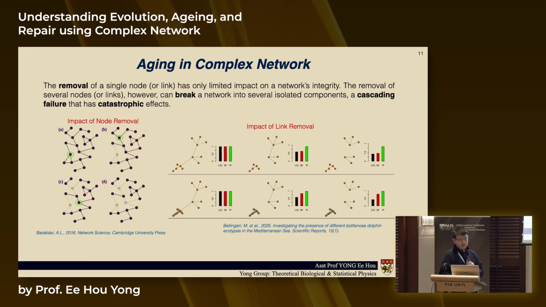Okay, so in terms of the application to aging, there are two ways you can think of failure. One is you just remove a node from your complex system, right? If you remove one node, then it disappears. And the other is you can remove a link, right? So these are two mechanisms that you can use to mimic failure.